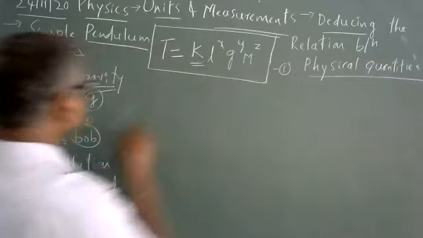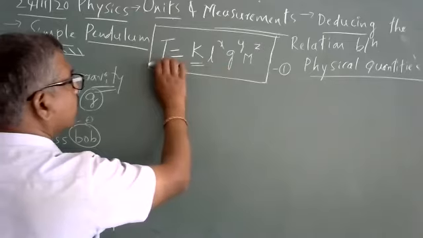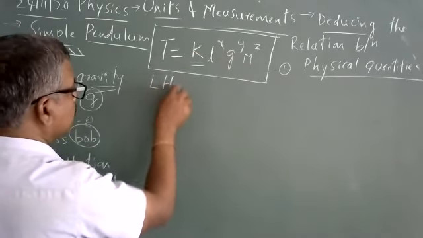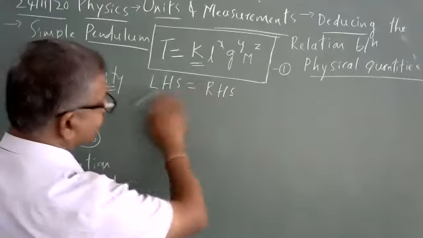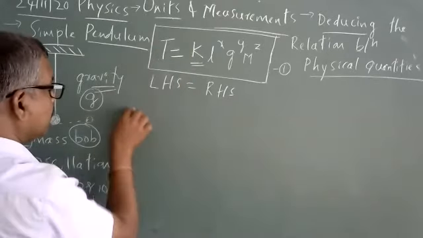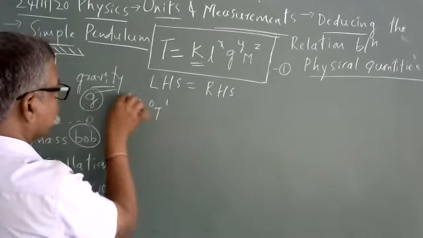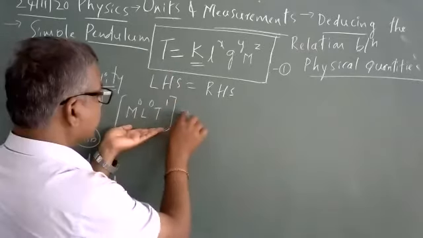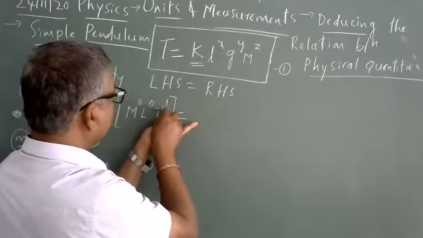Call it equation 1. Whenever I write this equation, it needs to be dimensionally valid. It should be valid, meaning LHS dimensions should be equal to RHS dimensions. To cross check this, I am going to write the dimensions of LHS. The time dimensions are mass raised to 0, length raised to 0, time raised to 1. This dimensional formula is for time period. On the right hand side, k is a constant. It has no dimensions in mass, length, time. Hence I neglect it.